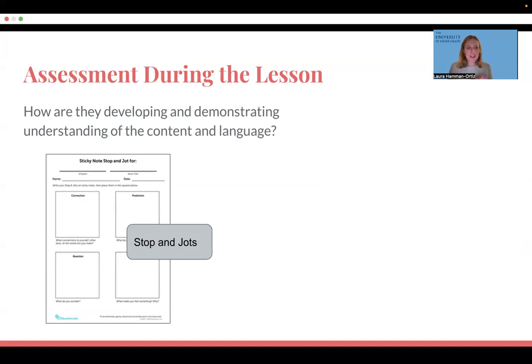And you can collect these and look and see, okay, throughout the lesson, what were questions that came up? And it might surprise you, because a student who doesn't raise their hand and ask a question might still have a question that needs to be addressed.